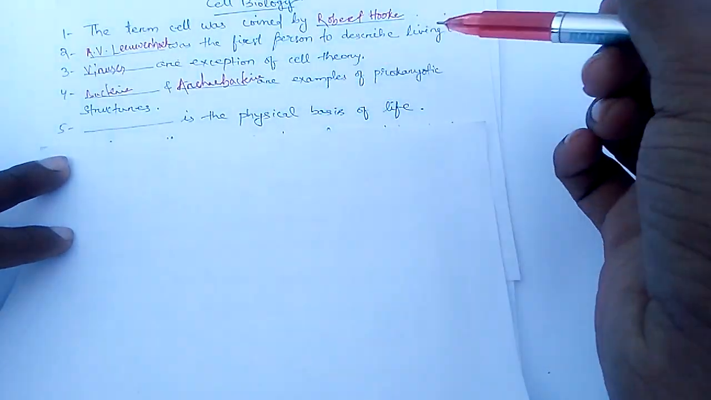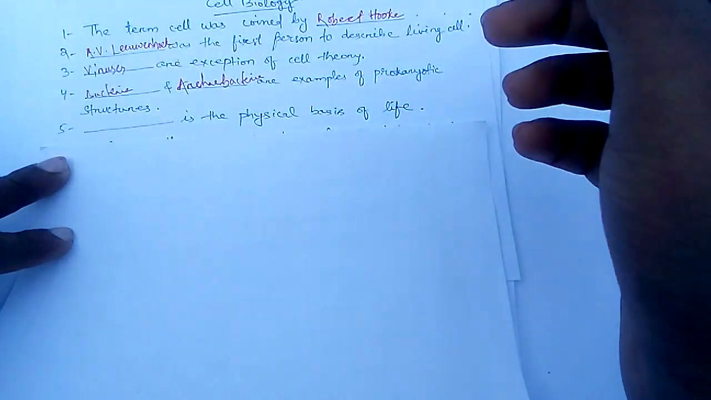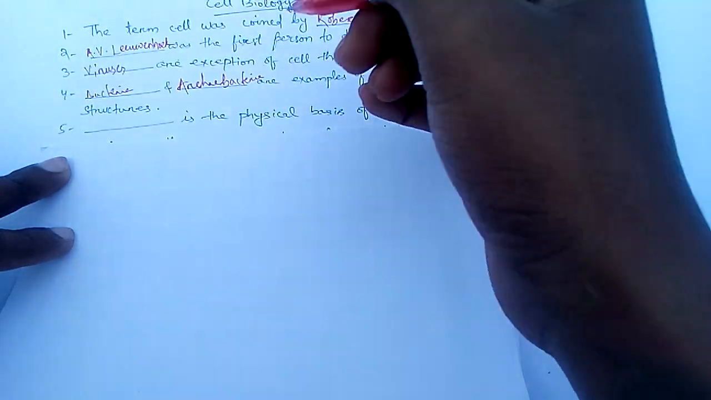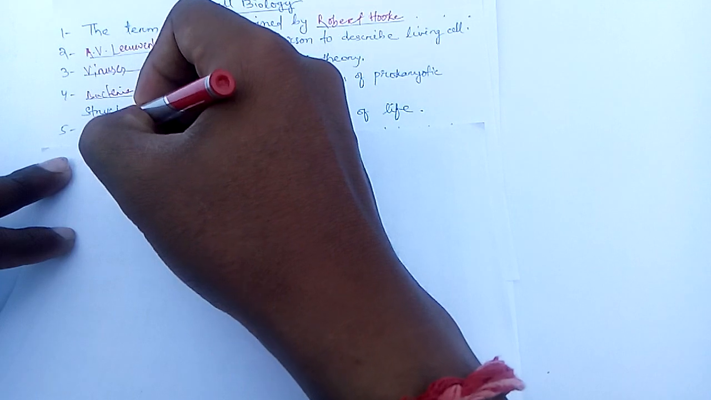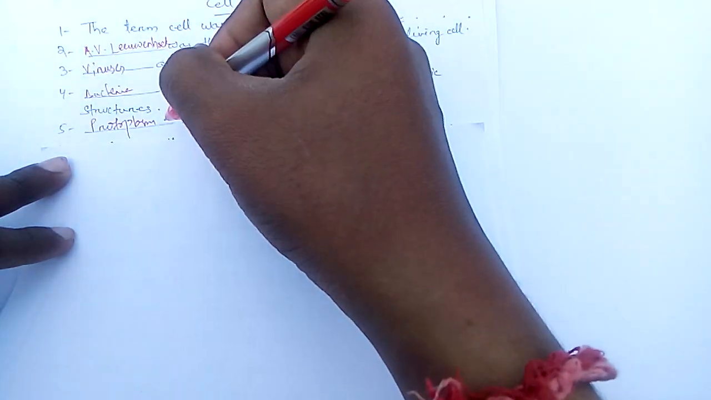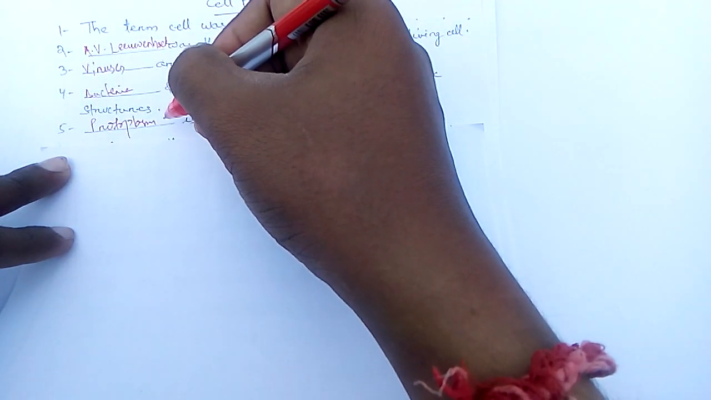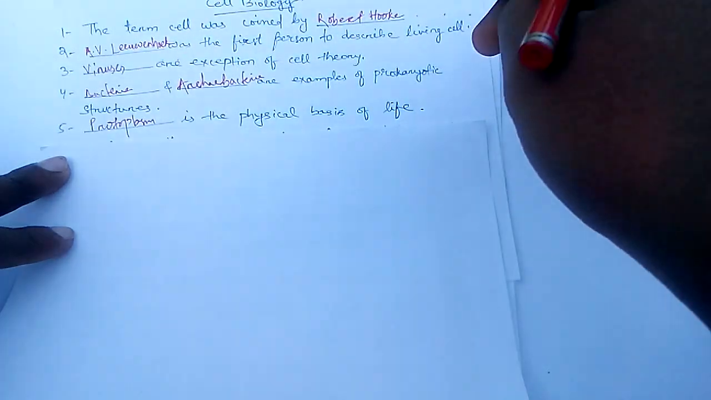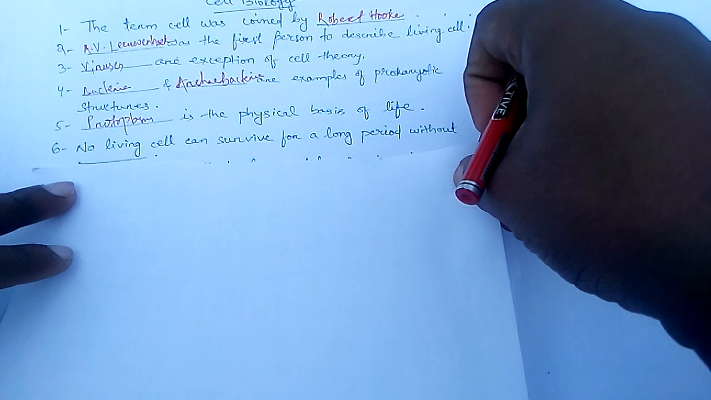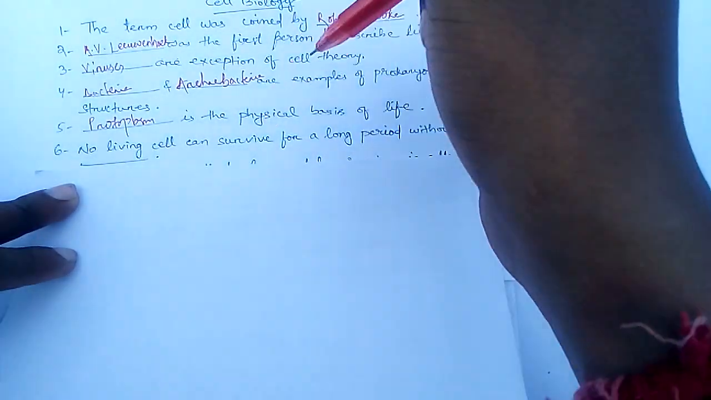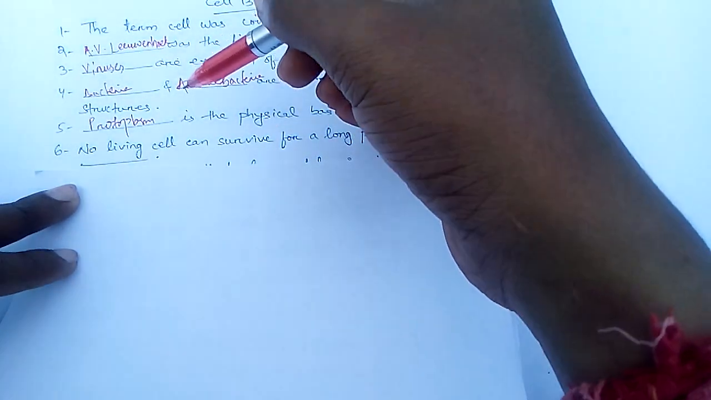Then question number 5. Dash is the physical basis of life. The physical basis of life is known as protoplasm. We know what protoplasm is: cytoplasm and nucleoplasm together are known as protoplasm. That's why protoplasm is considered the physical basis of life. So moving to the next question.